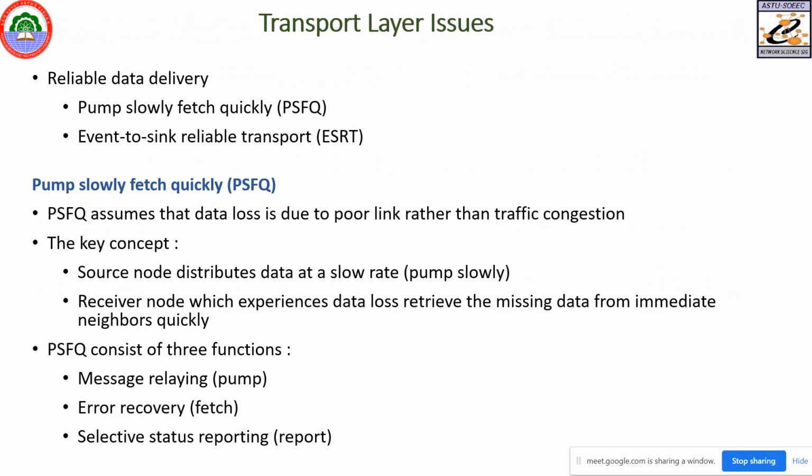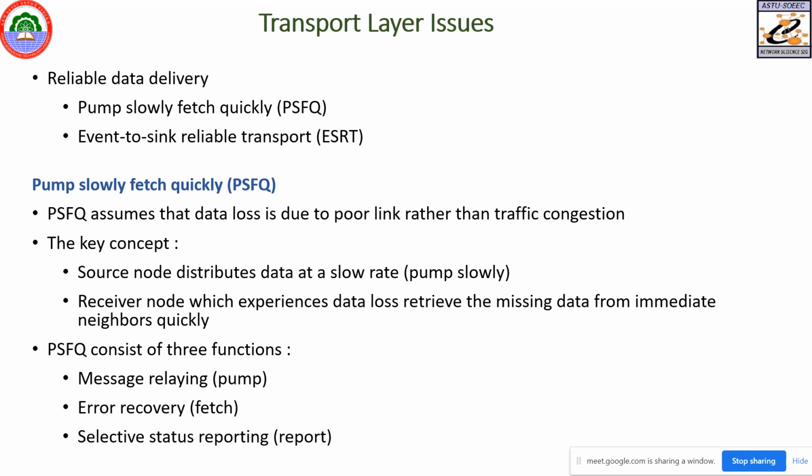So in the transport layer also, this is not required for wireless sensor networks, but in general we are discussing the transport layer issues. To make the transmission reliable, two protocols are generally used in ad hoc networks, in mobile networks as well as in sensor networks. But these protocols are not designed especially for sensor networks. In general, these protocols are used to improve the reliability of the transport layer.